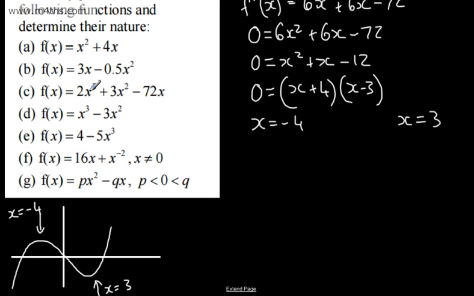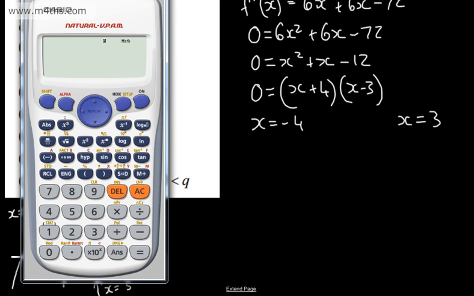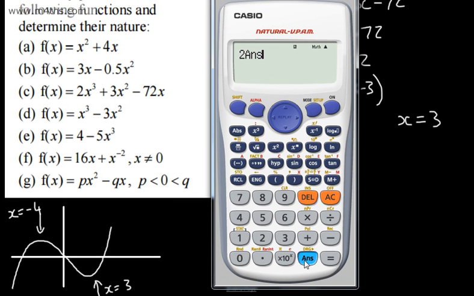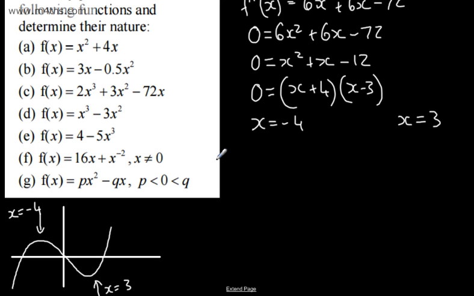What we need to do is find the y-coordinate of each of these, as we need the coordinates of a stationary point. So all I'm going to do is just substitute this into a calculator. So we're going to have negative 4, and then I'll just plug it in. So 2 lots of my answer cubed, and then we're going to have now plus 3 lots of my answer squared, and then we're going to have minus 72 lots of my answer, and that gives 208. So the y-coordinate is going to be 208. So this point right here is negative 4, 208.